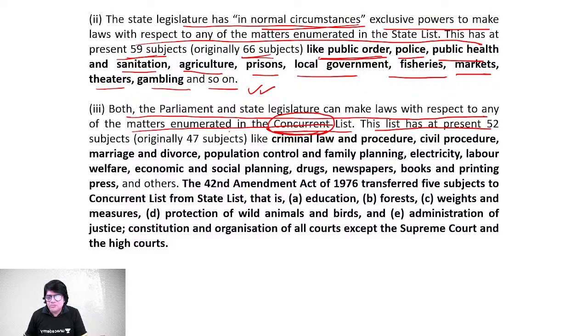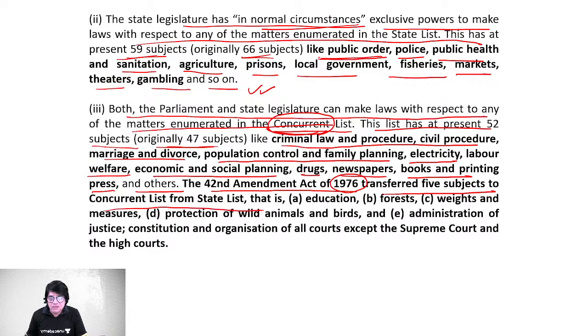This list has at present 52 subjects, and originally it had 47 subjects, like criminal law and procedure, civil procedure, marriage and divorce, population control and family planning, electricity, labor welfare, economic and social planning, drugs, newspapers, books and printing press, and so forth. And the 42nd Amendment Act 1976 transferred 5 subjects to the concurrent list from the state list.